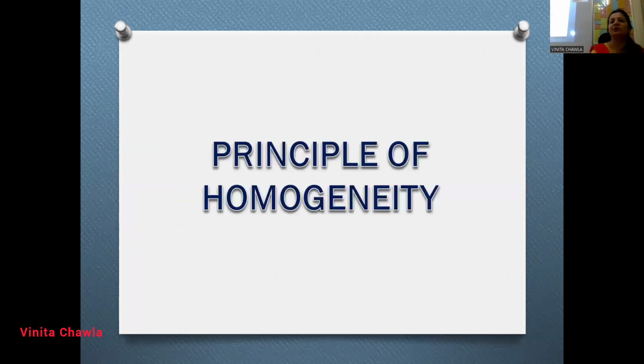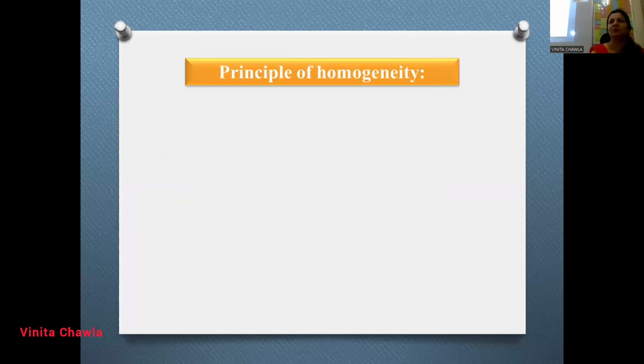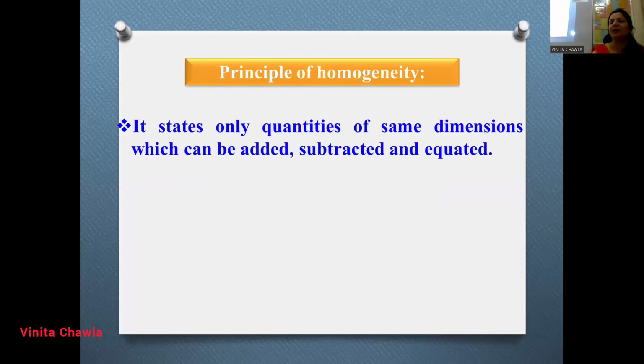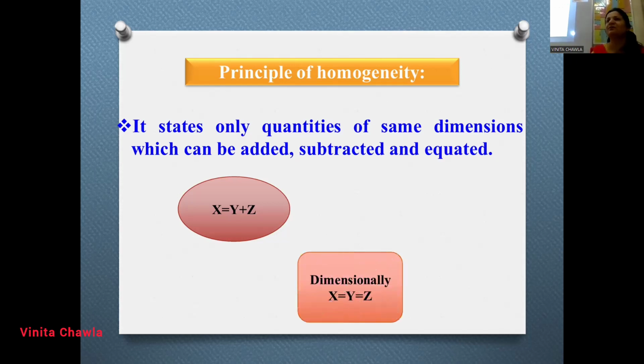Yes. Next we have the principle of homogeneity. This we have discussed. What is the principle of homogeneity? Same physical quantities can be added or subtracted, that is, quantities with the same dimensions, or we can say the same units. It states that only quantities of the same dimensions can be added, subtracted, and equated. So if x is equal to y plus z, then x, y, and z have the same dimensions. Dimensionally, x, y, and z are equal. हो सकता है कि वो physical quantities different हो, but dimensionally they are same.